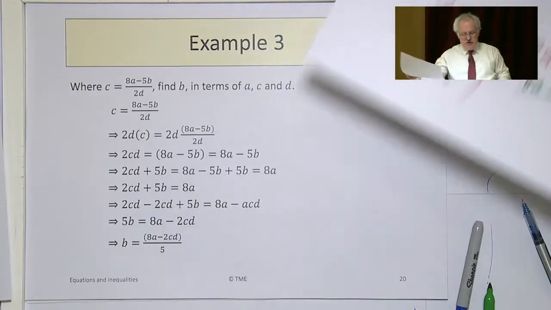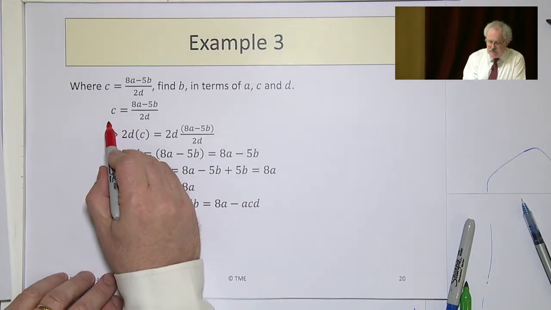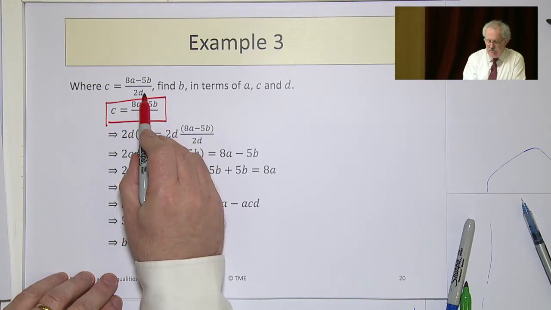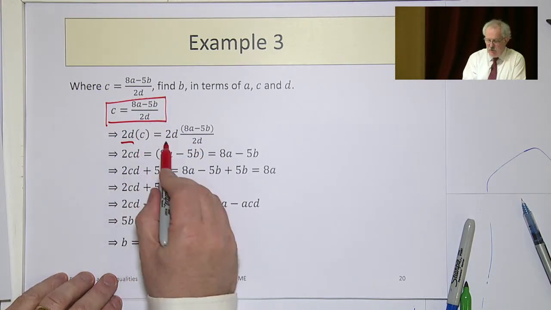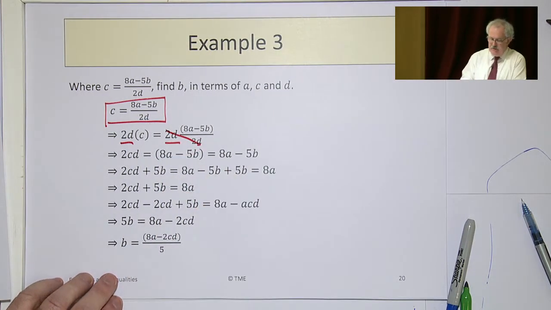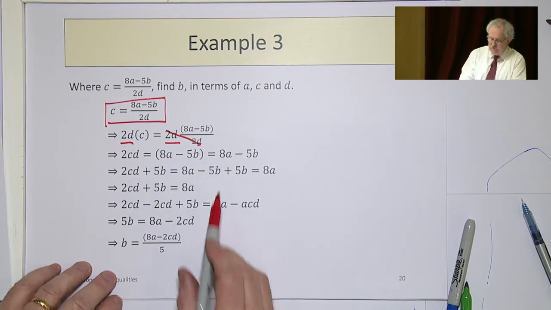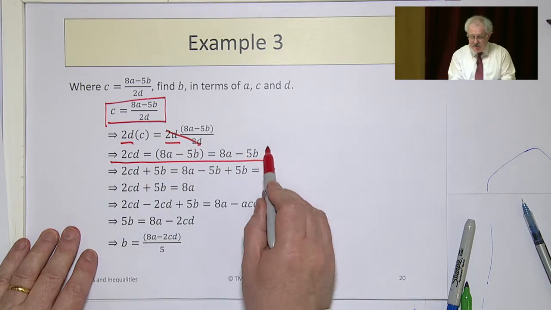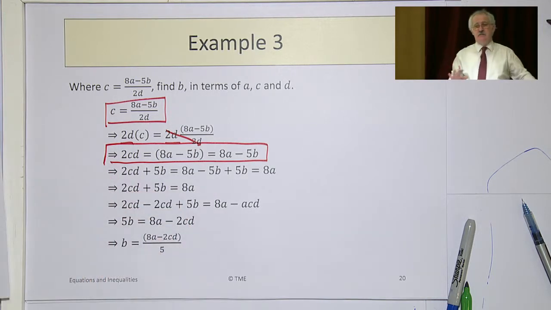So if we look at this, the first thing I did was I said, I don't like the 2d. So I multiplied both sides by 2d. And that cleaned up a bit on the right-hand side. 2cd was that, which wasn't bad. Then I said, well, a different approach. Exactly the same will come out.